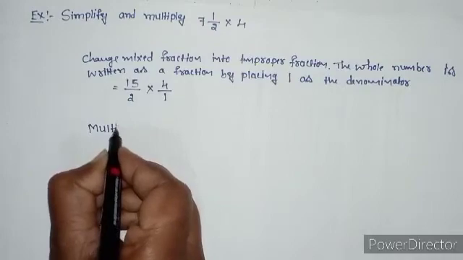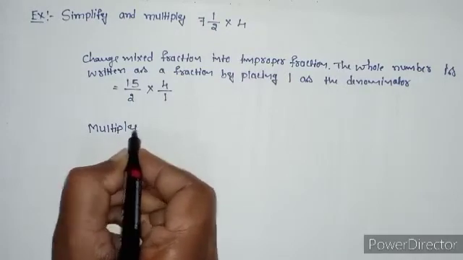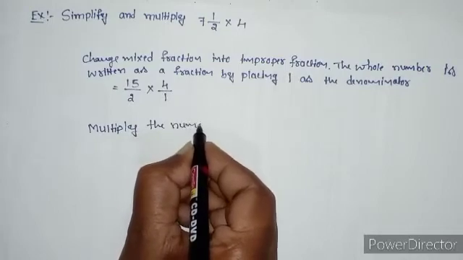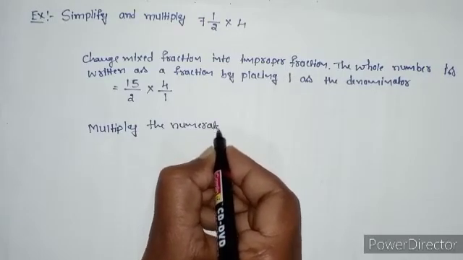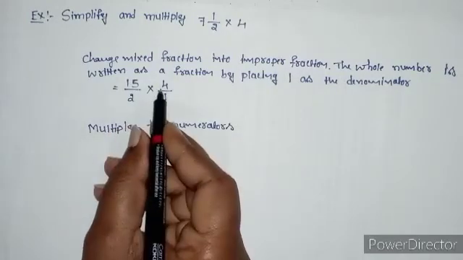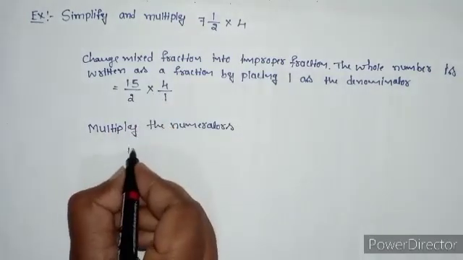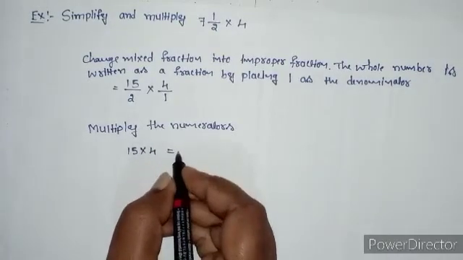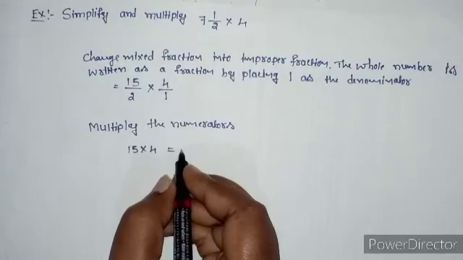So first, multiply the numerators. Here the numerators are 15 into 4. 15 into 4 is equal to 60, 15 fours are 60, right?